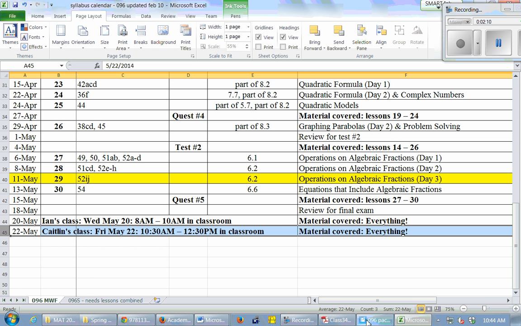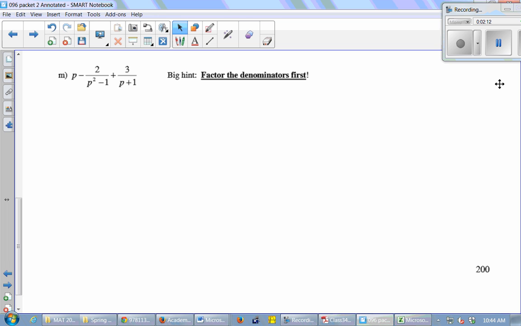So that's our schedule to finish up the semester. I want to do one problem with you before I have you start working on today's activities. This is from the class activities from last class. If you want to turn to page 200 in your packet, we can do this one together.